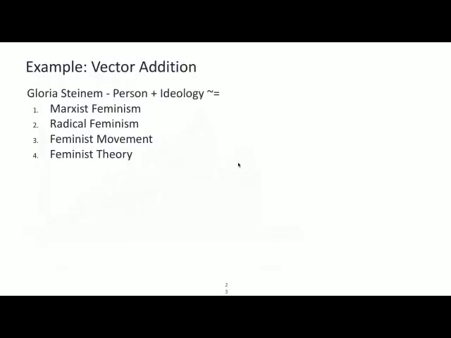I did some experimentation on the data set that was provided here to see if this addition and subtraction worked out well. This is an example that I found that seems to work. If I look for the vector for Gloria Steinem, who's a contemporary feminist, subtract the word person and add the word ideology, we get a bunch of words. These are the four closest Wikipedia article entries to the output of that vector. This isn't necessarily defining meaning; it's just that these things are related in some fashion that it has discovered. These are probably pretty appropriate results. They're at least all related to feminism.